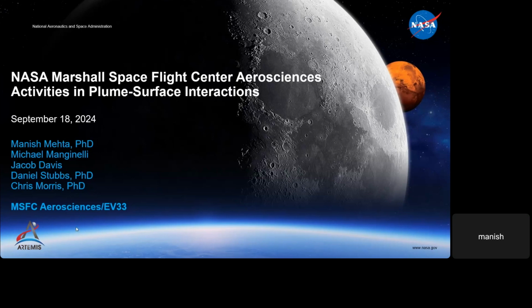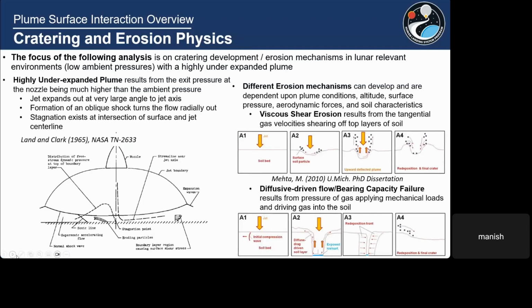If you go to the next chart, I won't go into this at all because it's been covered at least 100 times. But the main focus of this talk is on erosion physics, just some of the erosion activities that we're doing at Marshall. It's mainly looking at highly underexpanded plumes, and looking at various different erosion mechanisms that have been talked about with the different authors.